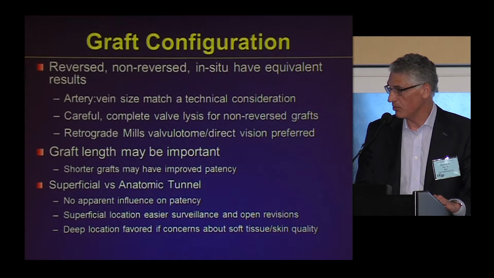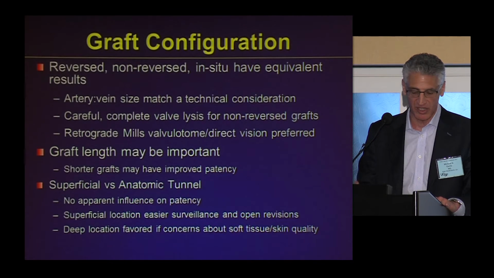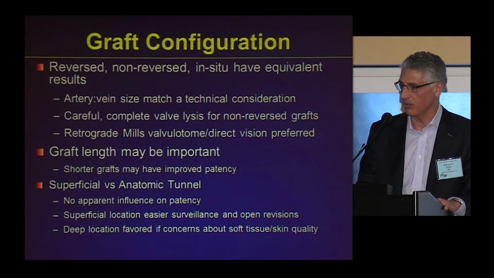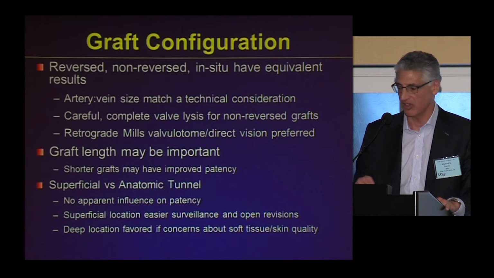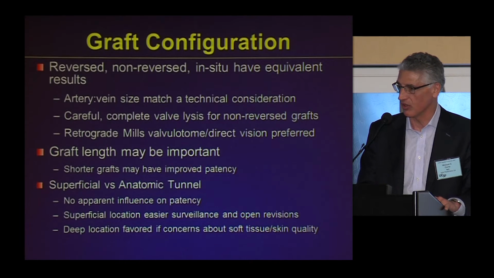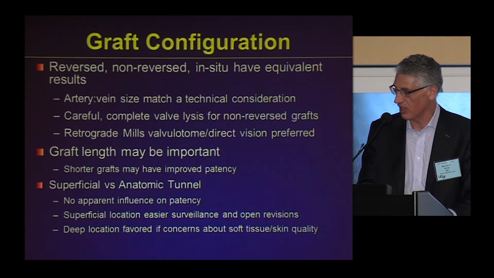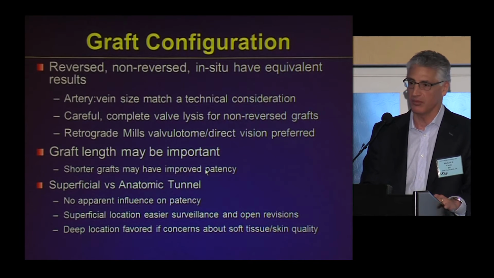Graft length may be important. I think the diabetic data suggests that distal bypass grafts, distal origin grafts work very well. I'll show you that in a minute. Shorter grafts probably have better patency, so choosing a distal inflow site is fine as long as you have no hemodynamic lesion above. And as far as how you tunnel it, again, this has no apparent influence on patency, but there are some pros and cons.